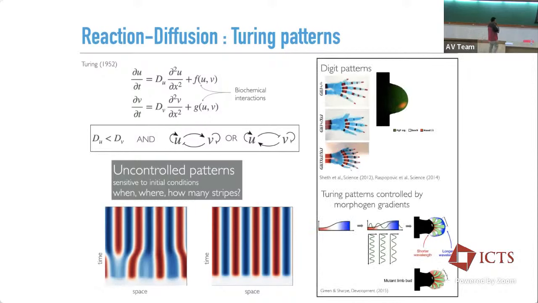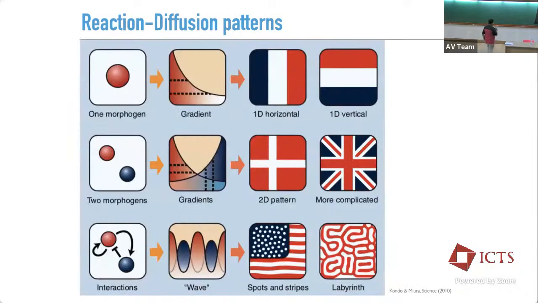So the classical example is digit formation. The five digits in your hand have classically been thought of as Turing patterns. And very recent work seems to show that this is indeed the case, in the sense that you can actually measure the concentration fields of the chemicals, measure their interactions, show that they satisfy this criteria, and there is also a way of controlling those patterns. Okay, so that's Turing patterns.